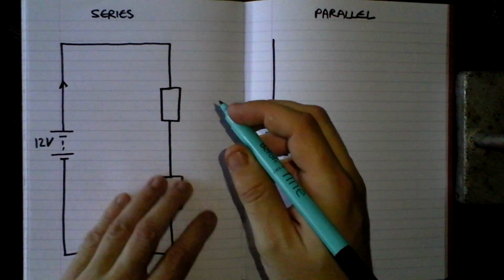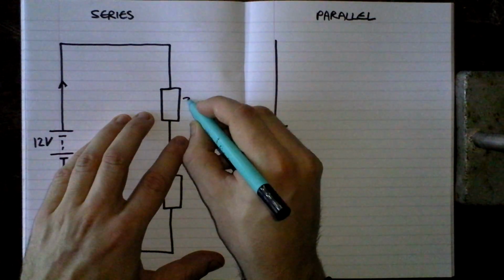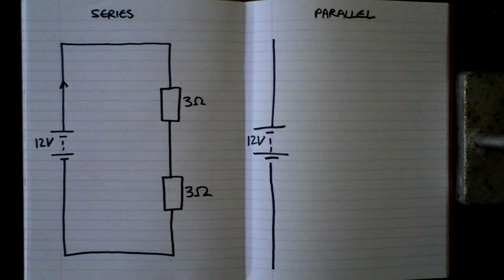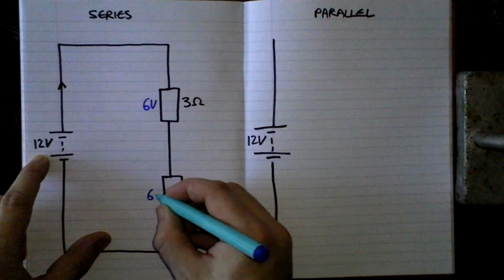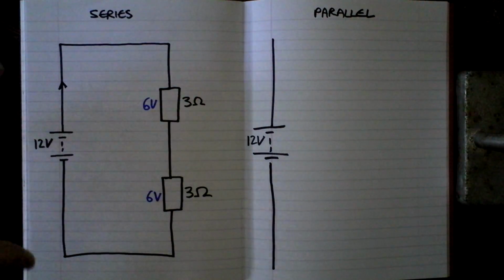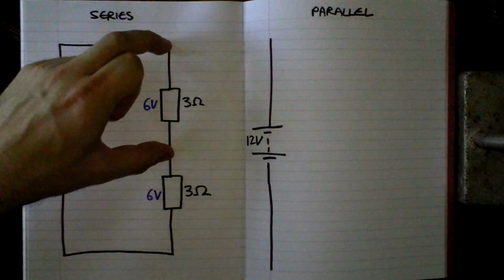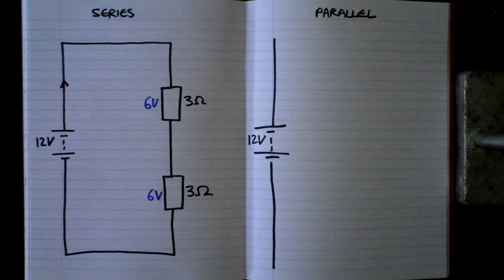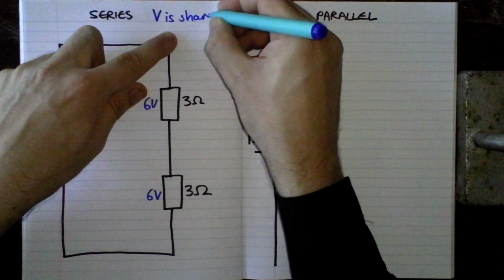Now, if those two resistors are identical, let's say if I have a 3 ohm resistor here and another 3 ohm resistor here, they're going to share that potential difference between them equally. So they're going to have 6 volts and 6 volts. So you can see now I've got 12 volts of potential difference top to bottom and 6 volts across each resistor. These two numbers have to add up to that number, because in series, potential difference is shared.